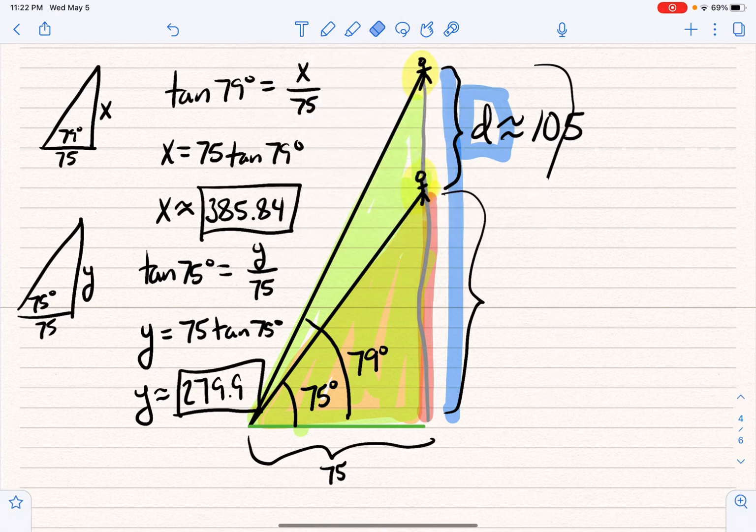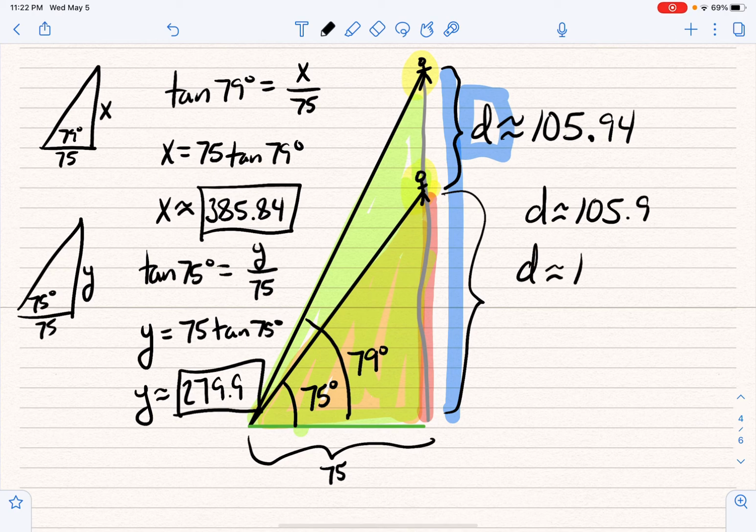Let's see here. Get rid of this. There we go. The answer is 105.94. So I'd be okay if you said that answer is 105.9. Maybe you rounded up and said, over that time they climbed about 106 feet. Either way you go. So I was able to figure out how far they climbed in that distance that changed the angle from 75 degrees to 79 degrees.